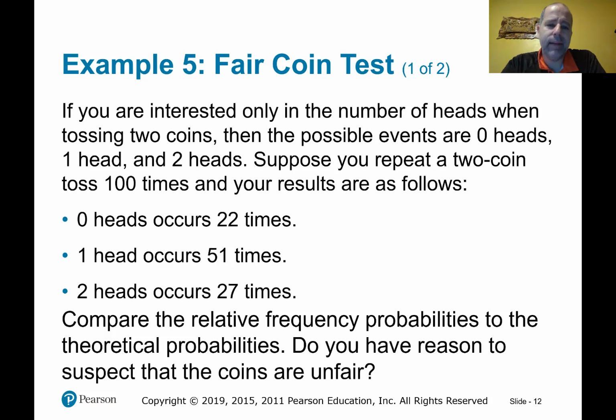So let's look at the test of a fair coin. If you are interested in only the number of heads when tossing 2 coins, then the possible events are either you're going to get 0 heads, 1 head, or 2 heads. Suppose you repeat a 2-coin toss 100 times, and your results are as follows. You get 0 heads 22 times, 1 head occurs 51 times, and 2 heads occurs 27 times.